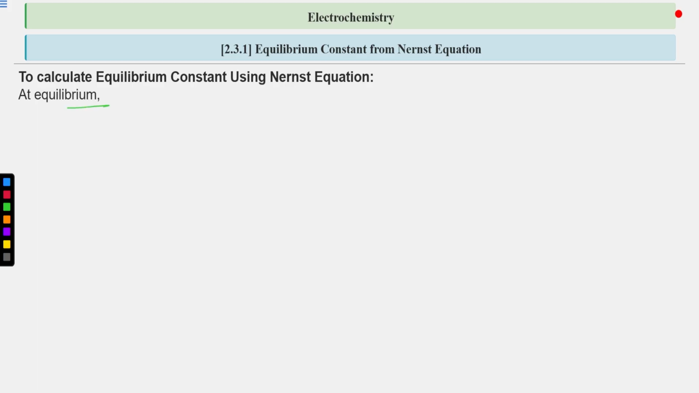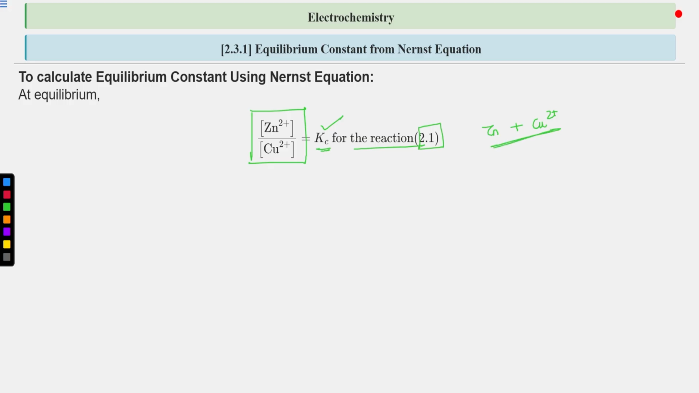Now at the equilibrium, the zinc 2 plus upon copper 2 plus term is equal to Kc, the equilibrium constant for the reaction 2.1. We have seen the 2.1 reaction in which zinc and copper 2 plus ion are reacting together. So zinc 2 plus upon copper 2 plus, that means the product concentration divided by the reactant concentration, is equal to the equilibrium constant of reaction 2.1.